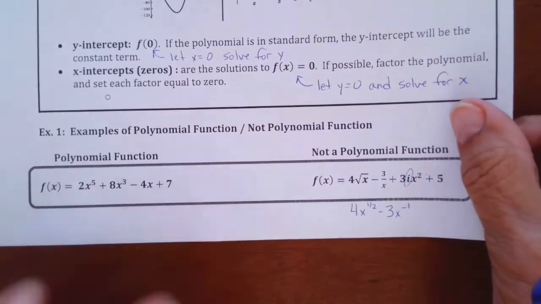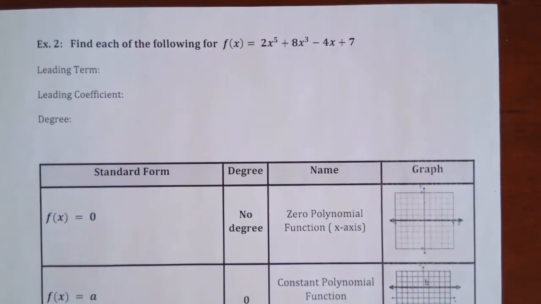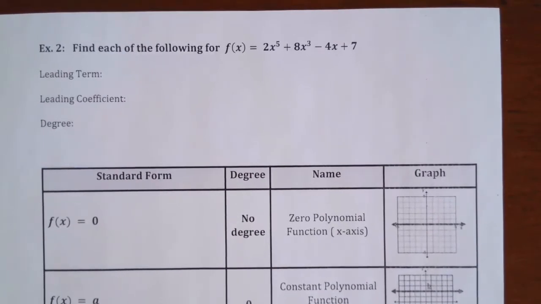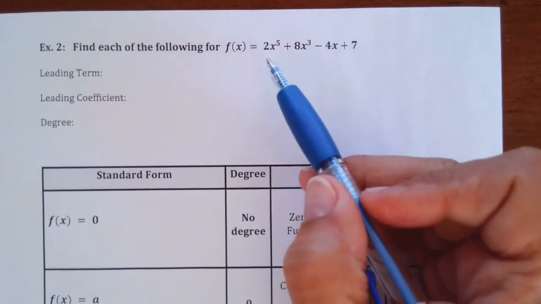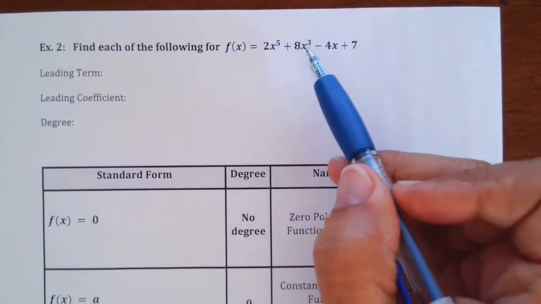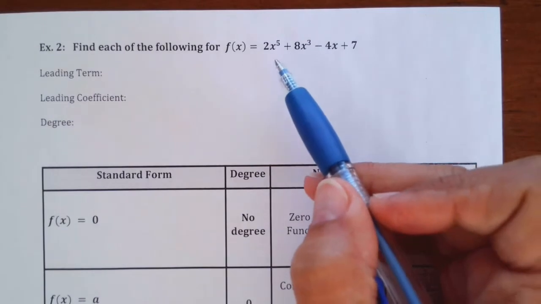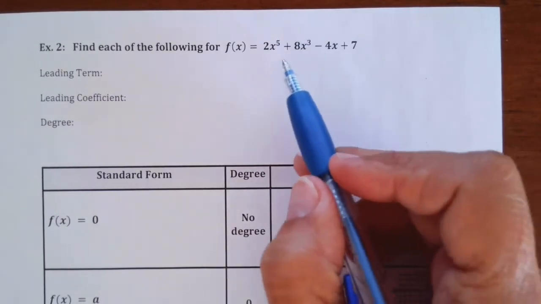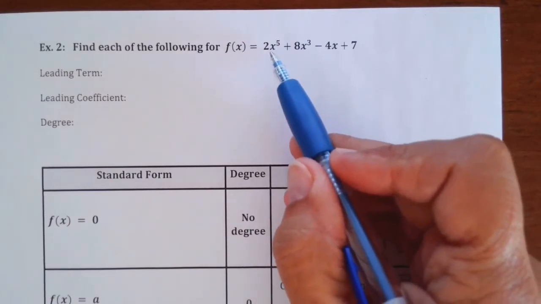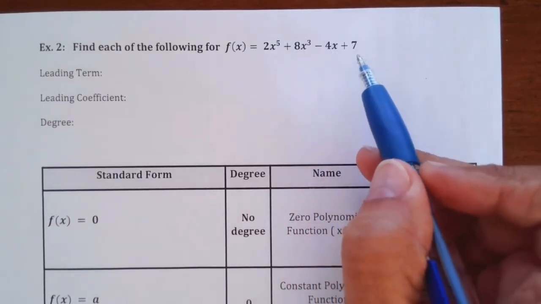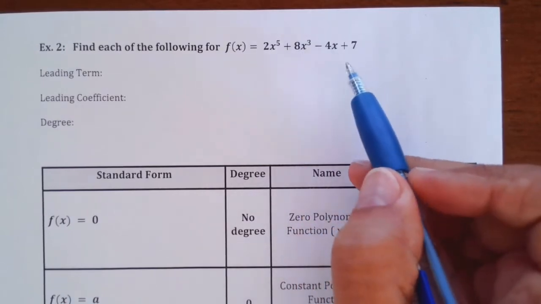Okay. All right, so let's look at example 2. Find each of the following for this function. What's the leading term, what's the leading coefficient, and what's the degree? Now remember, typically when you write a polynomial, you write it in what we call descending order. So the highest power is always first, and then it descends by power. But in math class, a lot of times they mix these up just to see if you're paying attention. So even though the highest power should be the first term, you always want to check all the other terms and make sure they're not mixing those up on you.